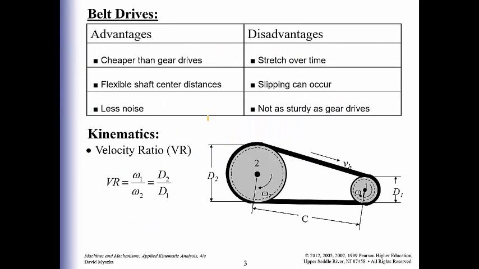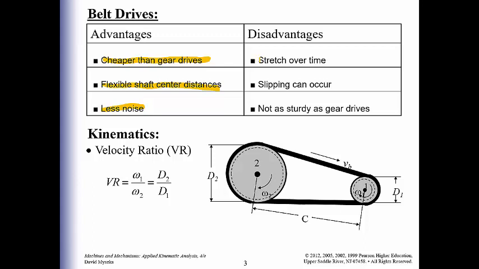So some advantages of a belt drive, and there's more in the textbook, but these are the main ones here. Overall cost is cheaper than a gear drive. That would be to manufacture it and to assemble it. We have flexible shaft center distances, so that's very useful. And there would be overall less noise, especially when you're using the belts. We'll talk about chains in the second half of this lecture.